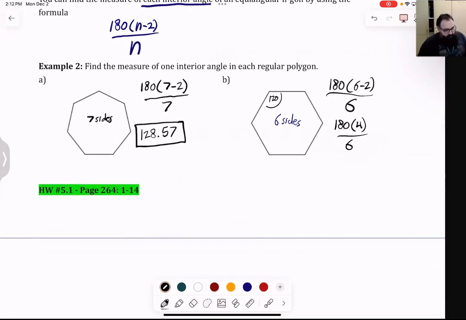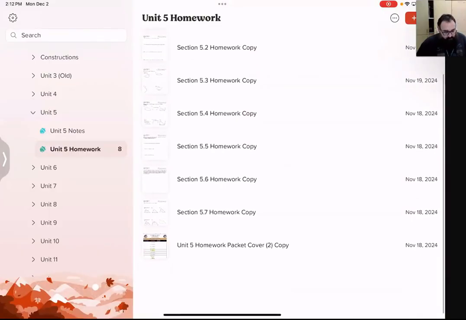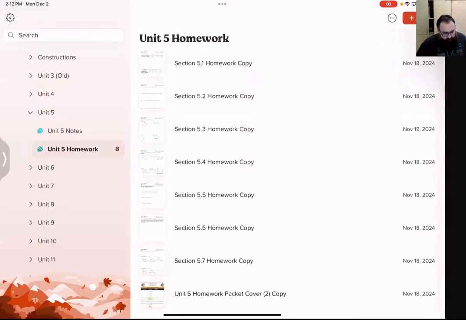All done. So, as always, the homework is sometimes like, I don't know why, I hate this textbook so much. But I feel like the homework is more difficult than it needs to be. And it's very frustrating.